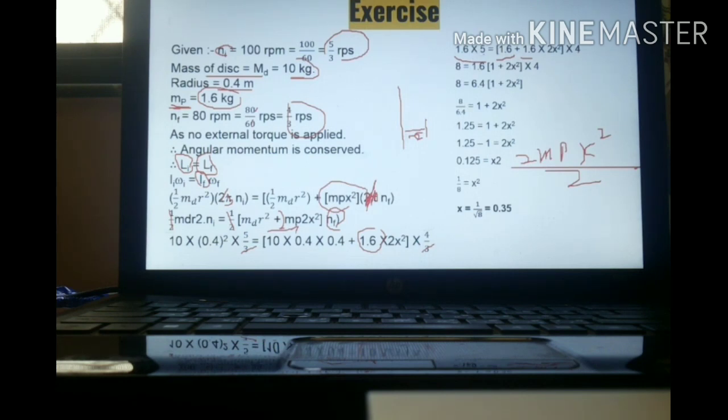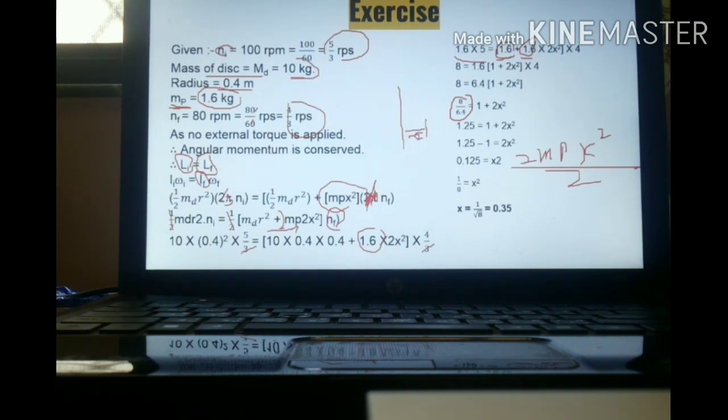1.6 into 5, you will be getting this answer, 8. You will be seeing 1.6 is over here, also over here. So we can take out 1.6 outside, and inside will be 1 plus 2x square into 4. 4 into 1.6 is 6.4, so 6.4 I have taken in the denominator. 8 upon 6.4, if you divide it, you will be getting the answer as 1.25.